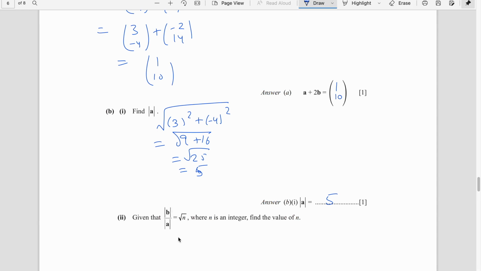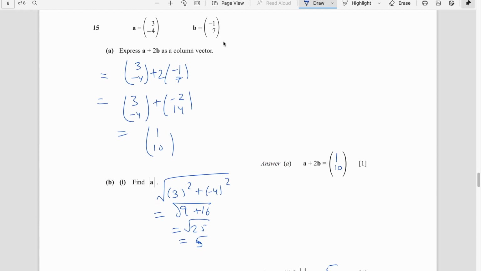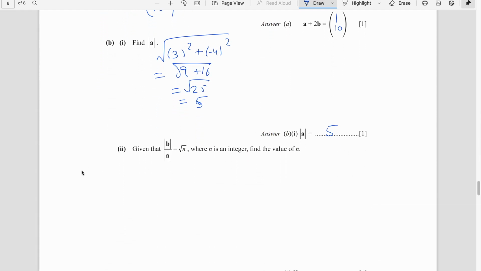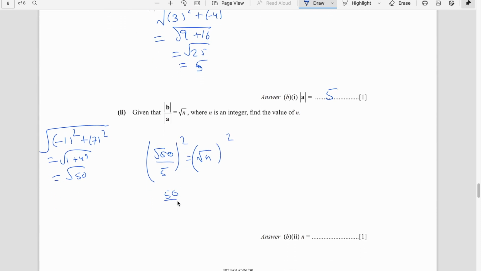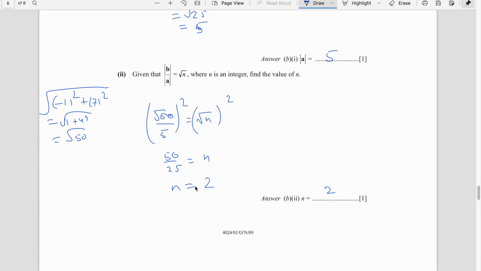Given that the magnitude of B over the magnitude of A is equal to square root n, solve for n. So B is (-1, 7). So let's do this. Minus 1 squared plus 7 squared, whole under root, is 1 plus 49, and that's square root 50. So B is square root 50, A is 5, and that equals square root n. So if we take the square on both sides, 50 by 25 is equal to n, and n is equal to 2.